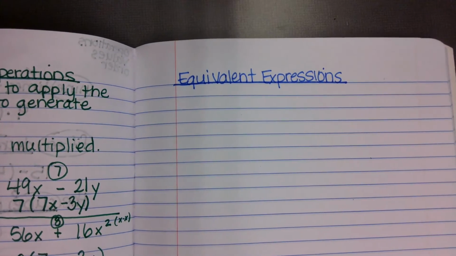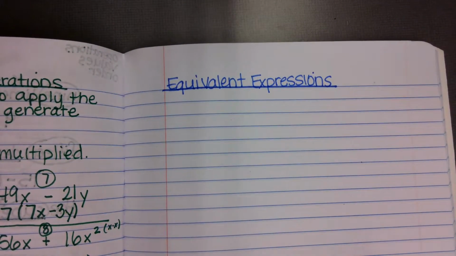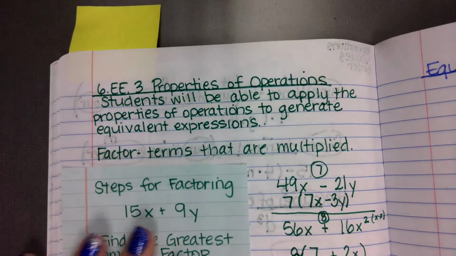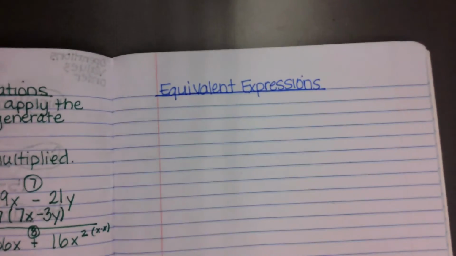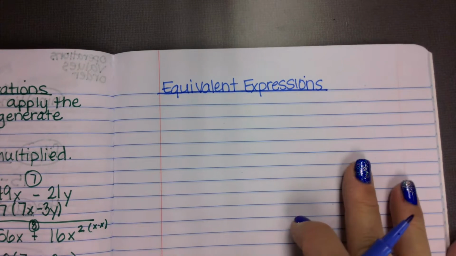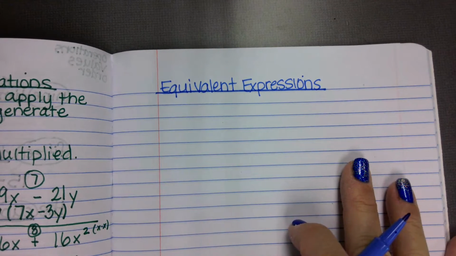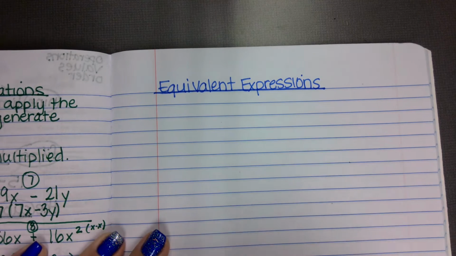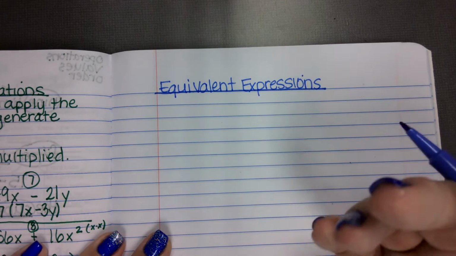All right, guys, today we're going to talk about equivalent expressions. Yesterday we did the distributive property as a property of operation. That just leads us naturally into doing equivalent expressions. So we're going to look at a bunch of expressions that look different, but they're the same thing.